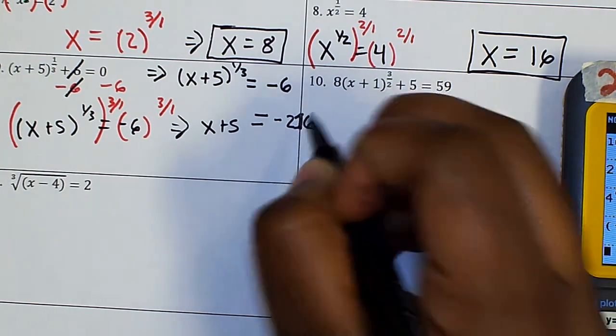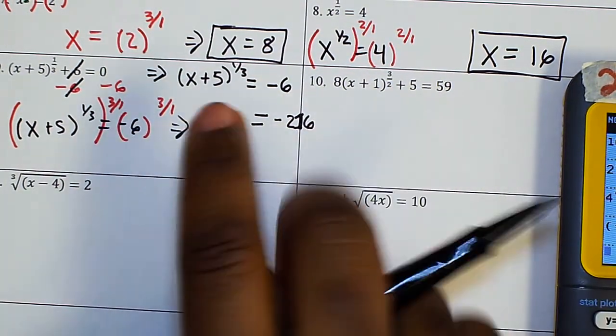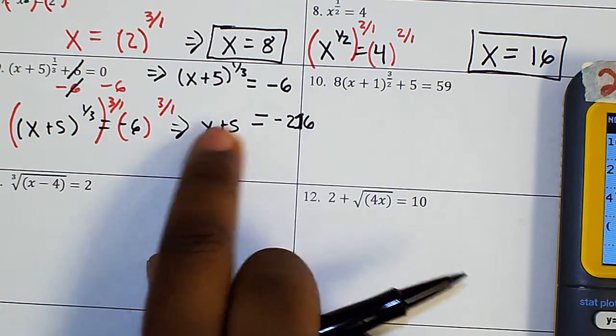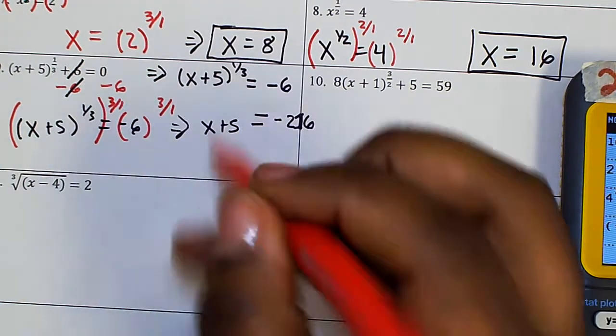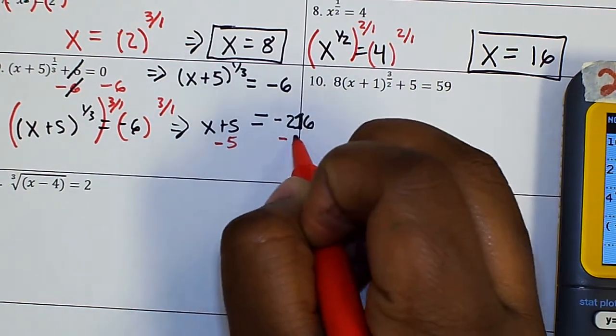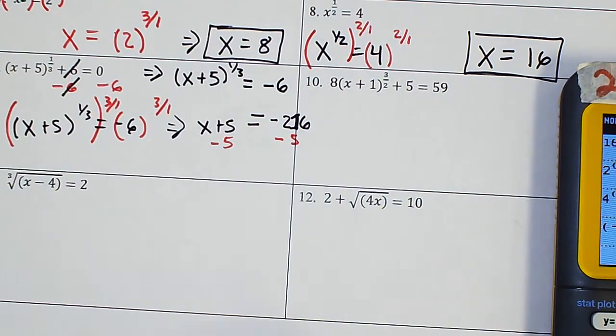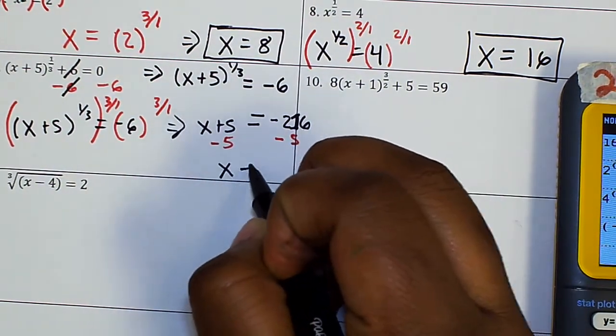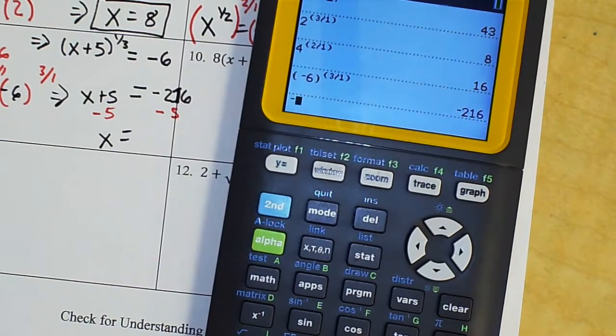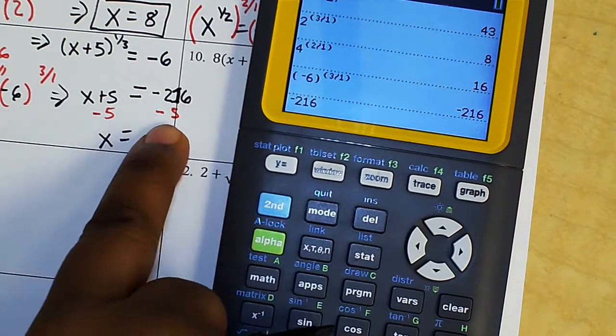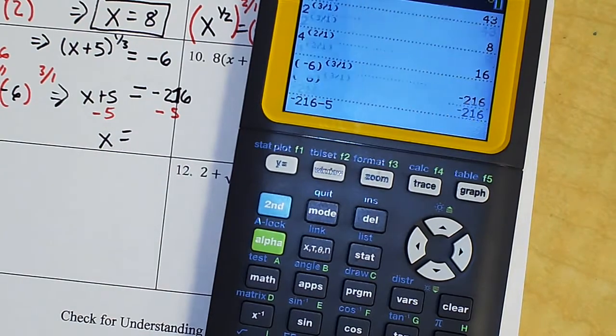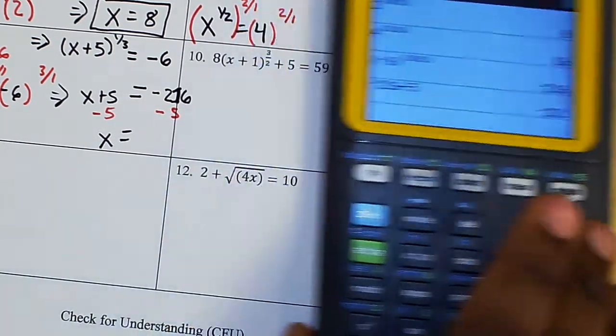That's a 1 right here. I know we can't see it because of the line. Now I have to get rid of this 5 because x is still not by itself. So I'm going to subtract 5. I have to do the opposite. If I subtract 5, I have x is equal to negative 216 minus 5, which is equal to negative 221.